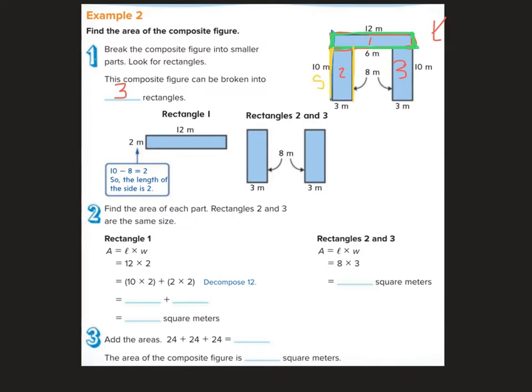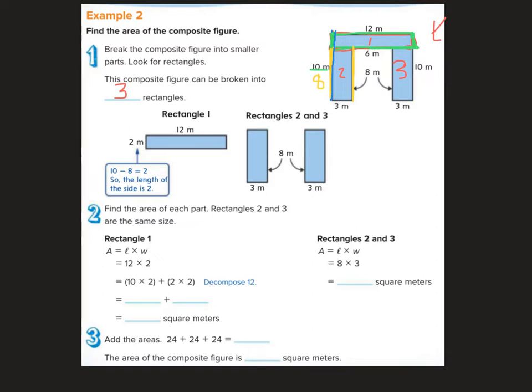So if this piece is 8, and 8 plus question mark is going to equal 10, because the whole side is 10, remember? You get that blue in there. The whole side is 10. We know the yellow piece is 8. We want to know what the green piece is. We could do 8 plus what equals 10. So we know that question mark is worth 2.